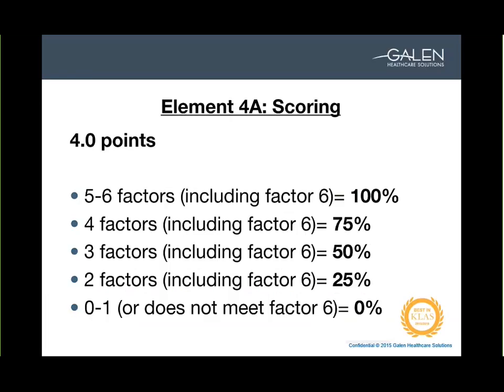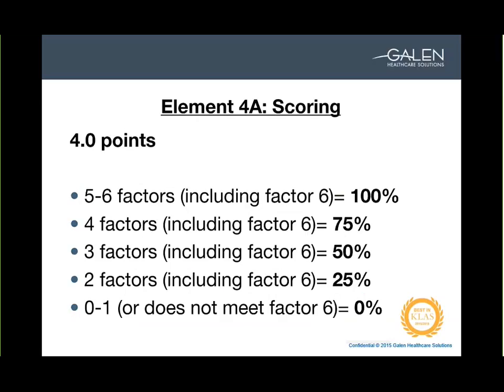4 points. And in this, remember, we had a critical factor. And you can see this is an example. If you don't do the critical factor, you get no points. Critical factor is number 6. That's the meat of the whole element, right?